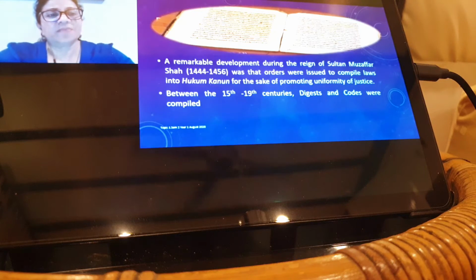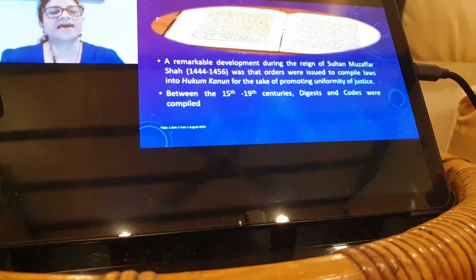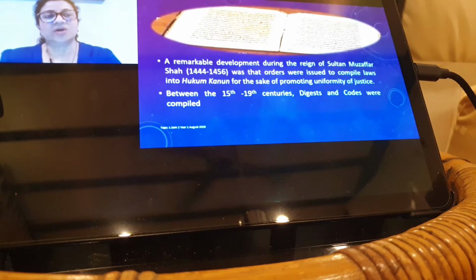Now, a remarkable development during the reign of one of the Malacca Sultans, Sultan Muzaffar Shah, who reigned from 1444 to 1456, was the compilation of something known as Hukum Kanun. This Hukum Kanun provided uniformity as far as justice is concerned. And subsequently, between the 15th to 19th century, various digests and codes were compiled.